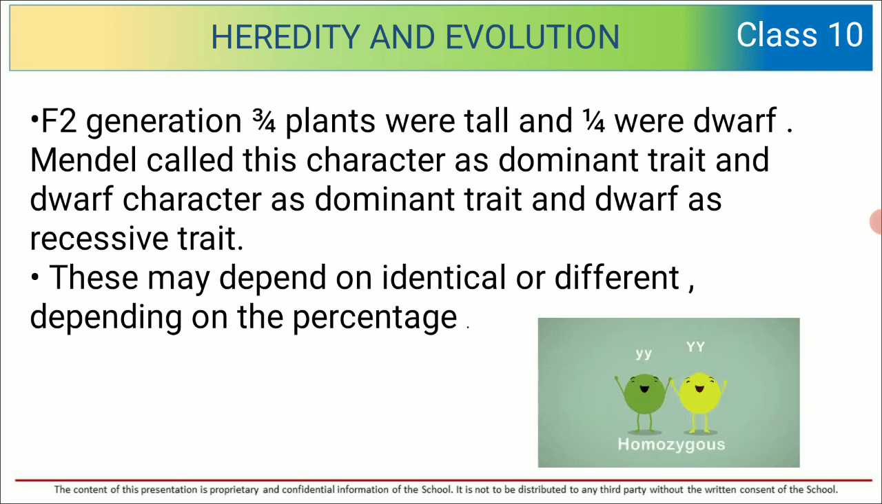But the one you can see who is dancing is with capital Y and small y. It is heterozygous. These terms are very, very important. So heterozygous is a mixture of capital and small traits, whereas homozygous you can see is small y and small y, or capital Y and capital Y.